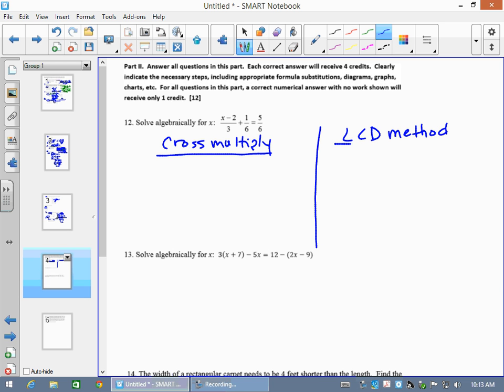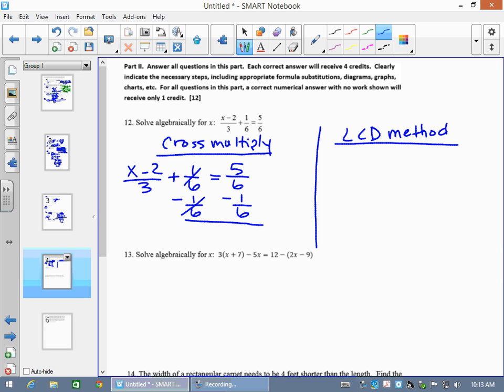So if I take a look at my equation, I have x minus 2, right? x minus 2 over 3 plus 1 over 6 is equal to 5 over 6. So in order to cross multiply, I do need to have one fraction equal to one fraction. So I'm going to combine like terms. And I get x minus 2 over 3 is equal to 5 minus 1 over 6, and 5 minus 1 is going to give me 4 over 6. So now I have a fraction equal to a fraction.